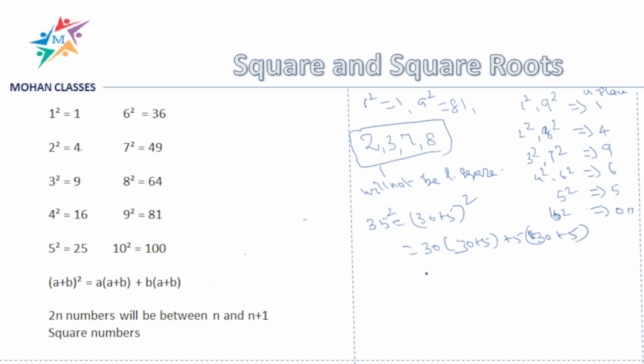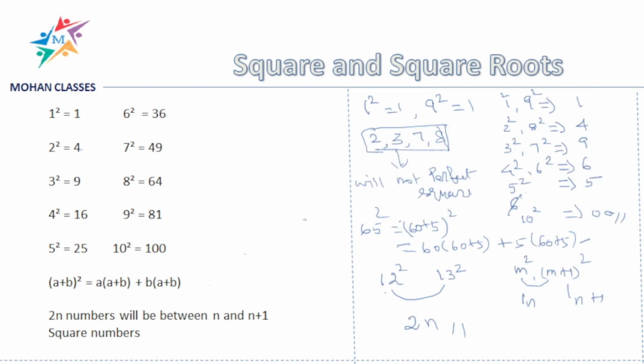Suppose you want to find the square numbers between 13 square and 14 square. 13 and 14 are consecutive numbers, so that can be written as n and n plus 1. If you find the square numbers between these two, the formula is 2n. So 13 and 14 means how many square numbers are there between 13 square and 14 square? 2 into 13, that is equal to 26. This formula you should remember. You should keep it in your mind. Let us move to the next.